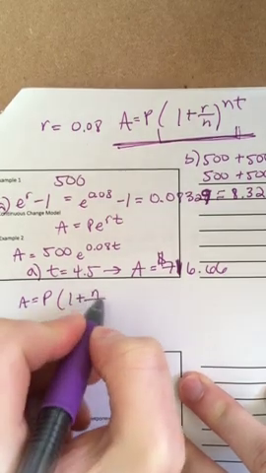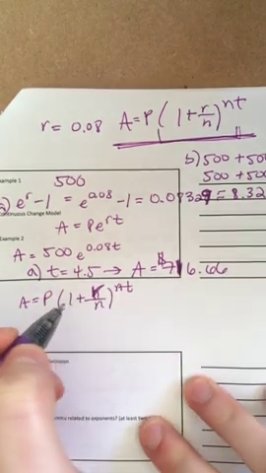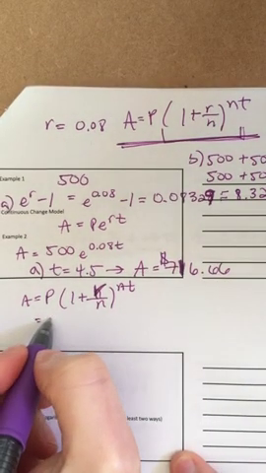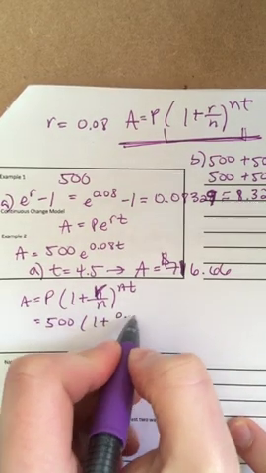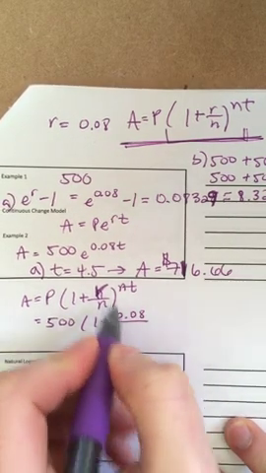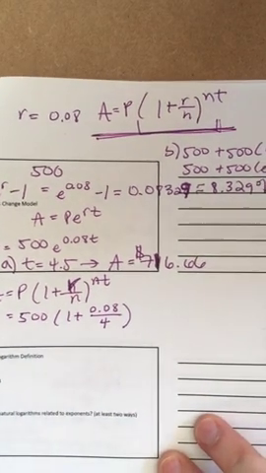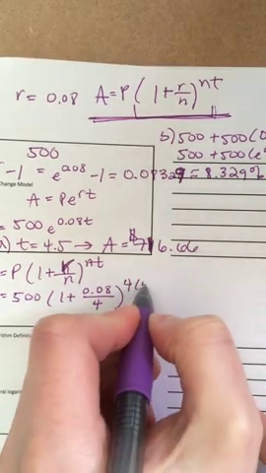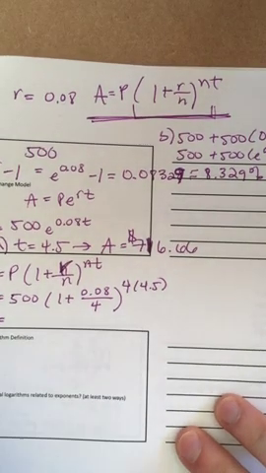That's not n, I want r. r over n to the nt. Quarterly means there's 4 times a year you're getting it. So I have my principal of 500, my annual rate is 0.08, dividing it by 4 times a year, which you've seen before where they divide it by the number of times per year. I get it 4 times per year, and I get it for 4.5 years. Now what does my calculator tell me I get?